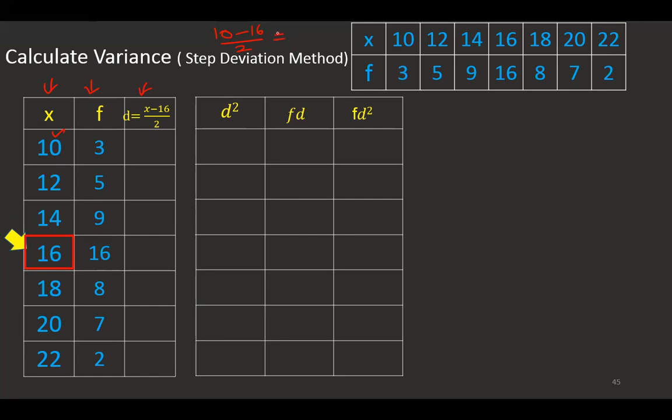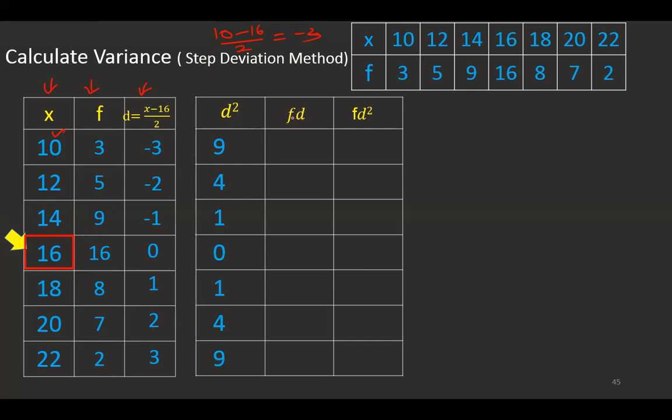Now I'm going to find it out. Minus 4 by 2, I'll get minus 2. I'm sorry, I made a mistake somewhere. Yeah, 6 by 2 is 3. Now 12 minus 16 divided by 2 gives you minus 2. Now 1, 0, then 1, 2, 3. So it follows a pattern. Now I'm going to square it here. Now d square: 9, 4, 1, 0, 1, 4, 9.